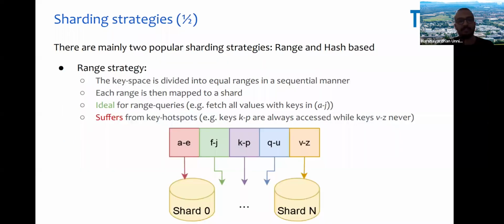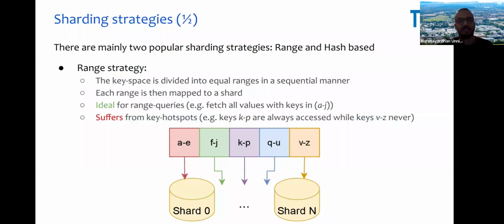First, let's take a look at range-based sharding strategies. For this strategy, the key space is divided into ranges and assigned to shards in a sequential manner. For example, as shown in the figure, keys between A to E are assigned to shard 0, keys between F to J are assigned to shard 1, and so on and so forth.